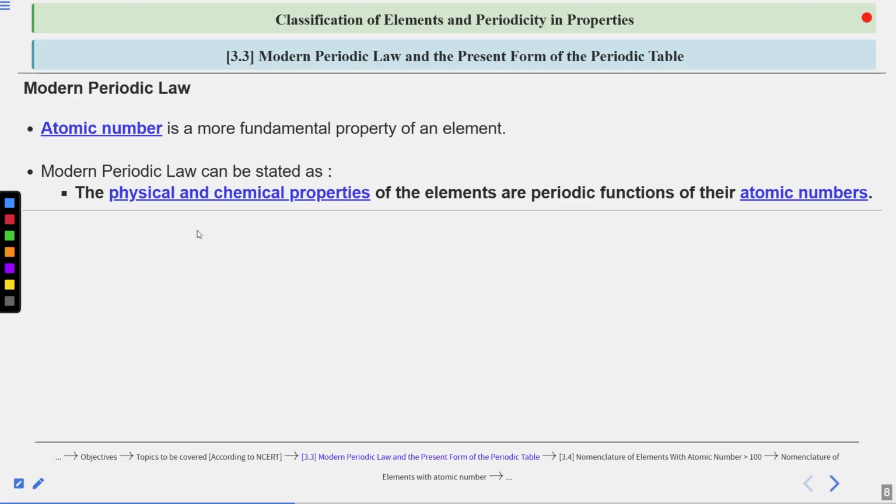With the help of this, he stated the modern periodic law: the physical and chemical properties of the elements are a periodic function of their atomic number. So this is the accepted form of the modern periodic law, which is in accordance with every property.